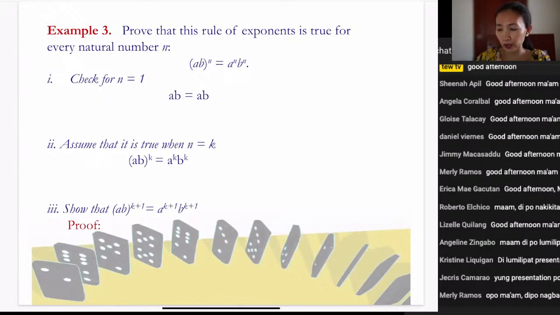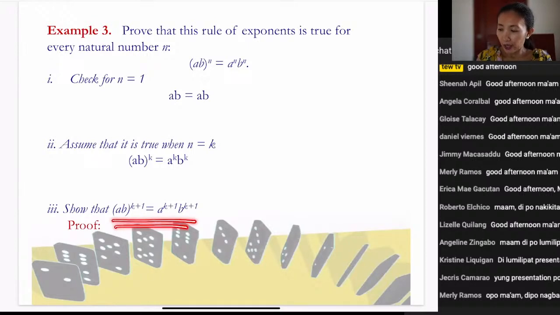Now, we move on to number 2. State our assumption, that the formula is true when n is equal to k. So, the quantity ab raised to k is equal to a raised to k times b raised to k. Ito yung ina-assume natin na true. Now, we have to show that ab raised to k plus 1 is equal to a raised to k plus 1 times b raised to k plus 1. How shall we show that? Or what shall we do? We begin from our assumption. The target is ito. Palabasin natin yan.